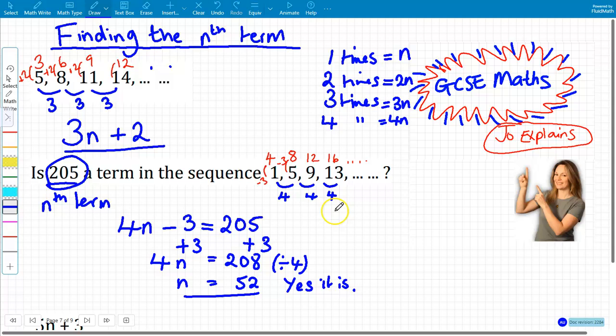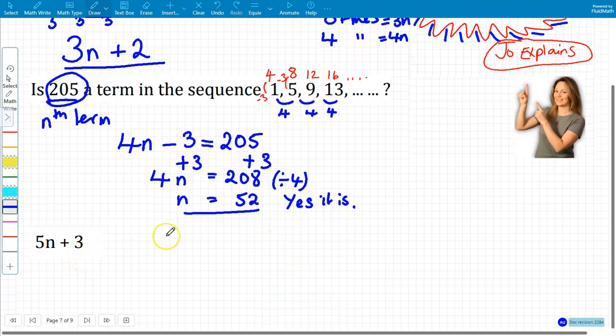Okay, one more question that you might get on sequences is something like this. So 5n plus 3, and it asks you to find, I don't know, the first 5 terms. So all you've got to do for this one is substitute in the values 1, 2, 3, 4 and 5 and then see what you get.